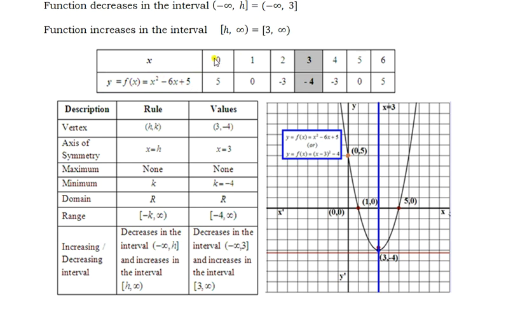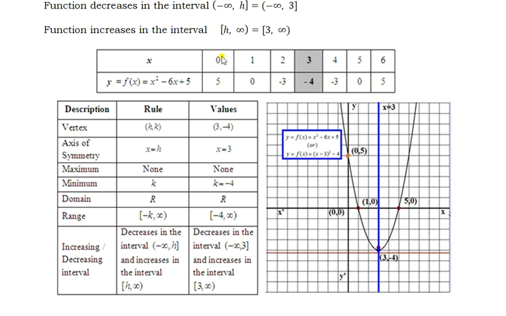If you want to find the value of y at x equal to 0, you have to change all these x to 0. So it will become 5. Then change the value of x to 1. Using a calculator you will get the value 0. Then to 2, 3, 4, 5, 6 like that. So we will find different values for y.